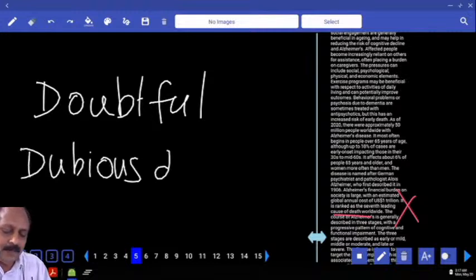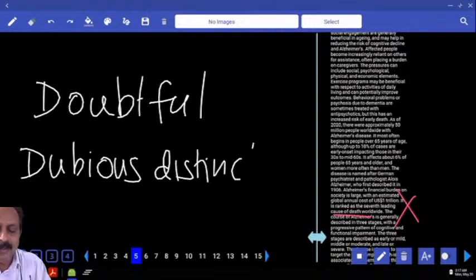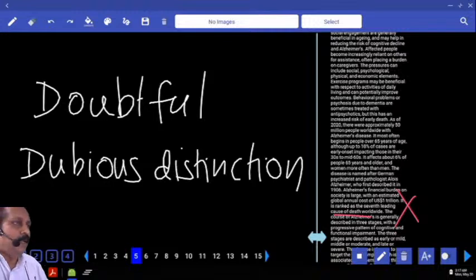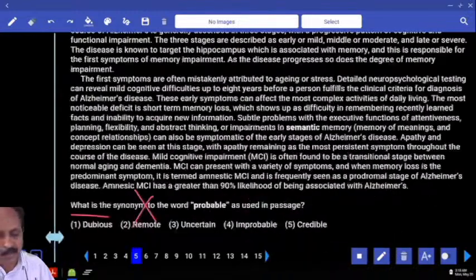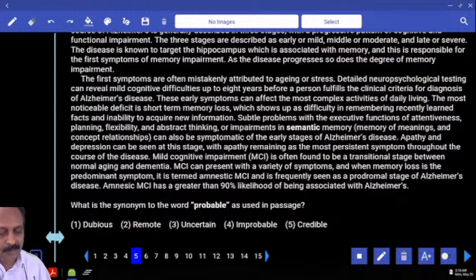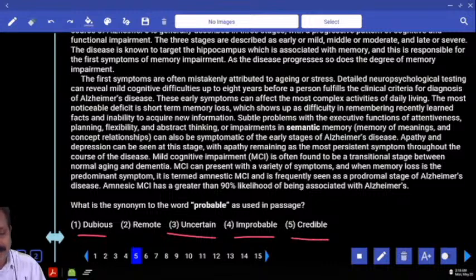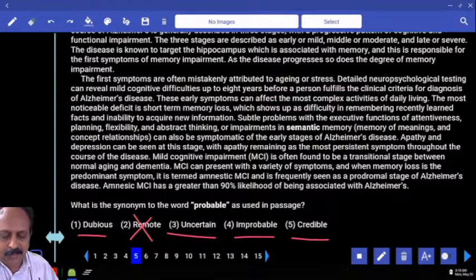Dubious distinction. Dubious distinction means what? Doubtful distinction. That's an important combination you have to remember. Hold that option. What is the next one here? Uncertain, underline dubious, uncertain, improbable, credible. Already we have rejected remote. Dubious, uncertain, one and the same or not? And improbable also the same thing. So what are you left with?